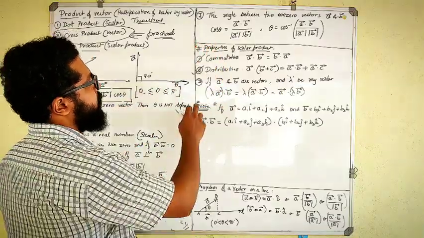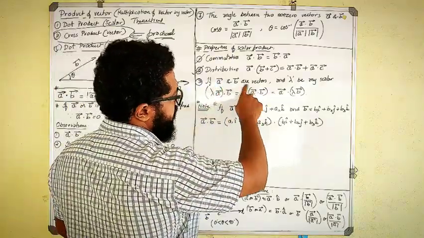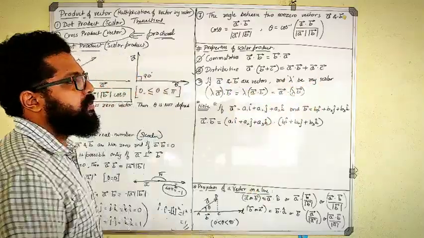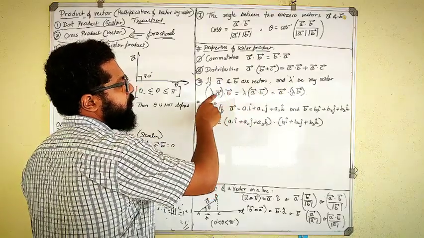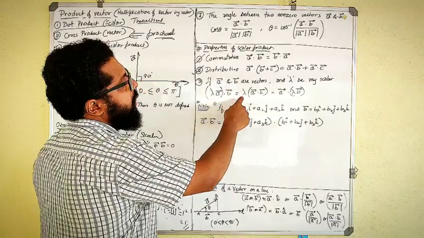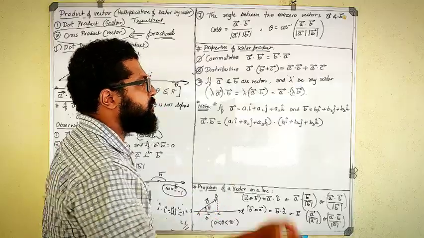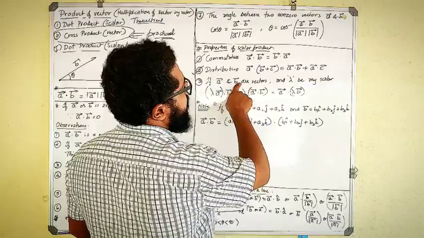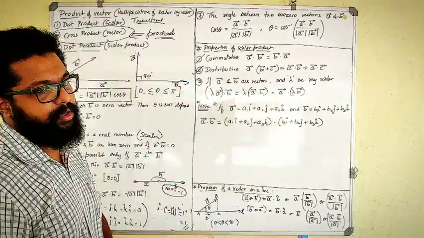Okay? So we'll be moving on to the next one. If A vector and B vector are vectors, and lambda is any scalar, then if I take the dot product of two vectors, I can multiply that scalar to the first vector and then take the dot product with the second vector, or I can first take the dot product of the two vectors and then multiply by the scalar, or I can multiply that scalar to the second vector and take the dot product with the first vector. You can follow any method you like.